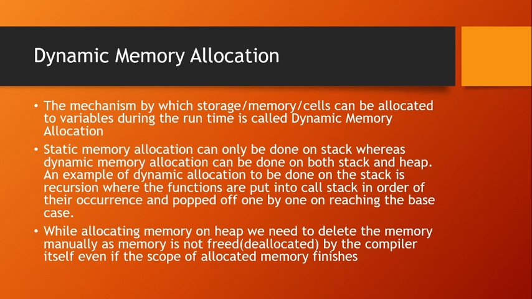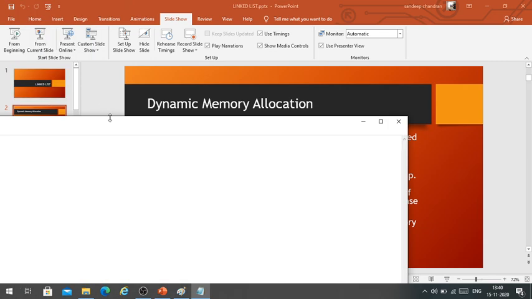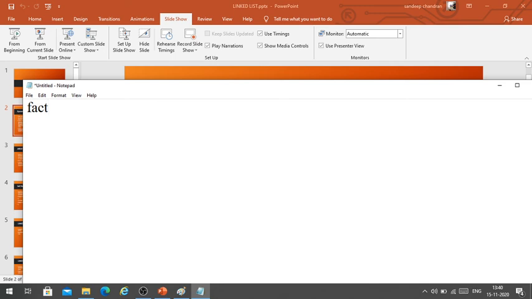Suppose we are calling a function factorial. Let's take notepad. I'm going to call the factorial function, factorial of 5. We know the code: factorial of n is: if n is less than or equal to 1, return 1, else return n into factorial of n minus 1. So this is the code, you all know about this.